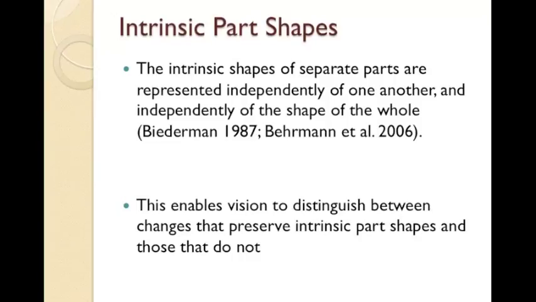Well, it enables vision to distinguish between changes that preserve intrinsic part shapes versus those changes that do not preserve intrinsic part shapes. So think again about the example in which your friend arrives to meet you for coffee and she's walking toward your table. Now, even though her global shape is changing constantly, as we mentioned, still, the parts of her body retain their shapes at least up to certain coarse-grained standards of precision. So for example, her torso, upper arm, lower arm, and so on maintain roughly the same shape across the process.